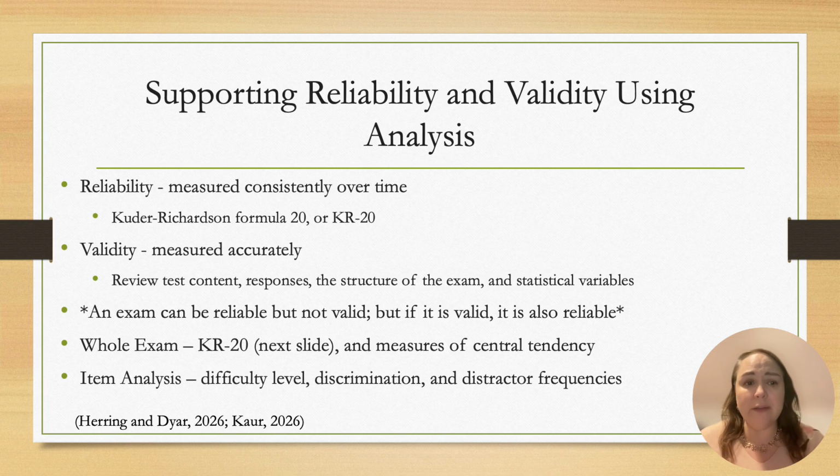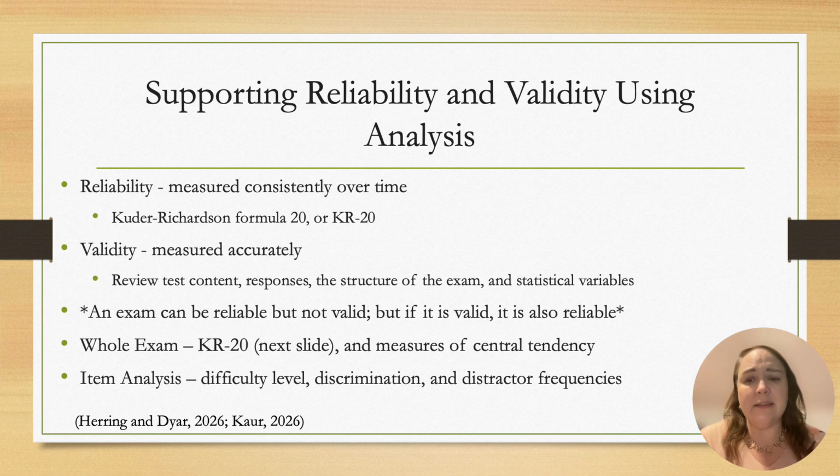So when we're looking at the whole exam, we're going to be looking at the KR20, which is in the next slide, and we're also going to be looking at measures of central tendency. By that, I mean the mean, the median, the mode, the range, the distance between the highest score and the lowest score, the standard deviation, the reliability coefficient or the alpha, and we want that to be 0.5 to 0.85 if we're self-rating our exams, the standard error of measurement or SEM, the frequency distribution of scores, the mean item difficulty, and the mean point biserial index, which is also called the mean PBI.